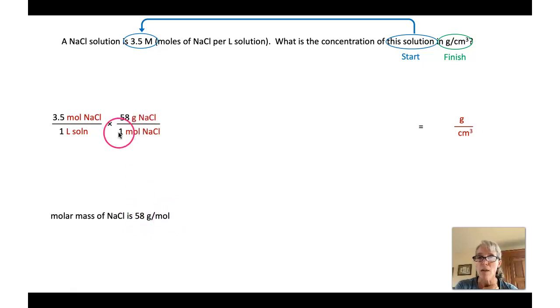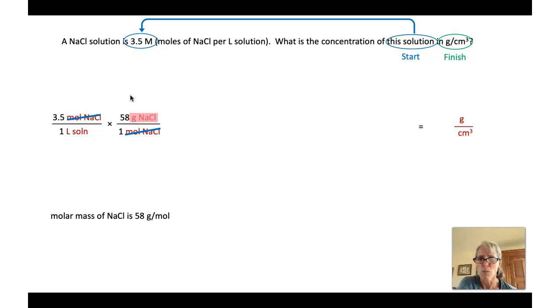So in our next step, we want to have moles on the bottom so that it cancels out, and we're going to link that with the 58 grams on top. When we cancel that out, we're left with grams. Hey, we're halfway done, because that's the unit we're solving for. Excellent, halfway done. Now, we're trying to go from liters to centimeter cubed.